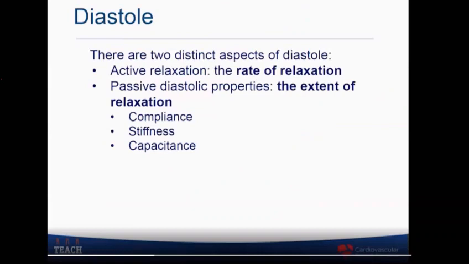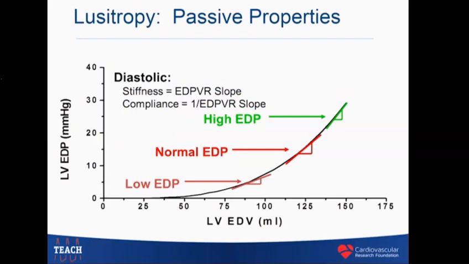We come to the fourth component of the mechanical properties of the heart, which is diastole. There are three components here: compliance, stiffness, and capacitance. So compliance is a diastolic property which depends on where on the end diastolic pressure volume curve you are, because at lesser fillings, the heart is more compliant.